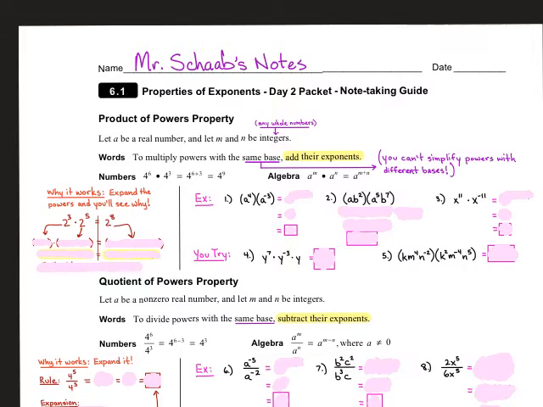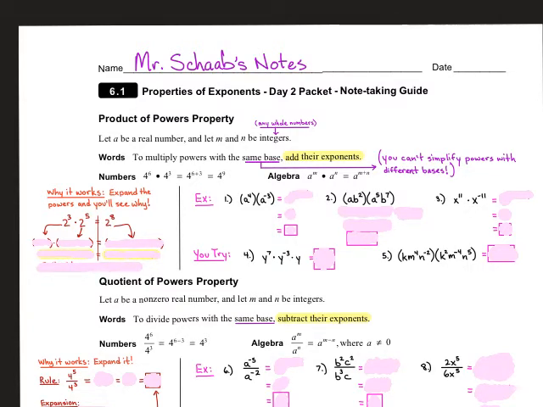So, for example, x squared times y squared, we can't combine them. We just kind of throw them next to each other. We say it's x squared y squared. There's nothing we can do to simplify them. It sounds simple enough, right? To multiply powers with the same base, you just add the exponents.